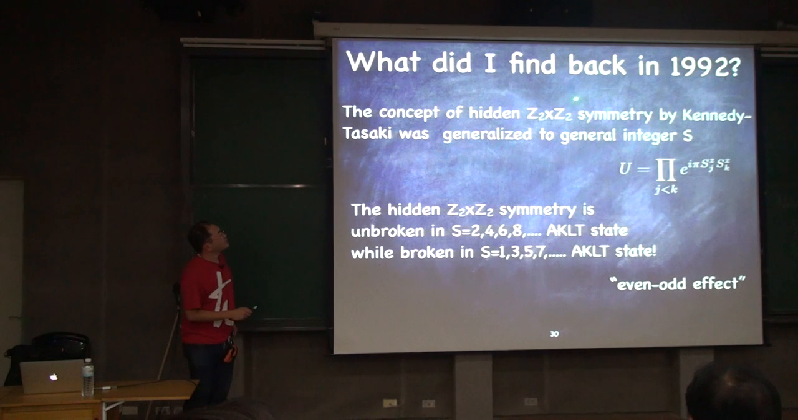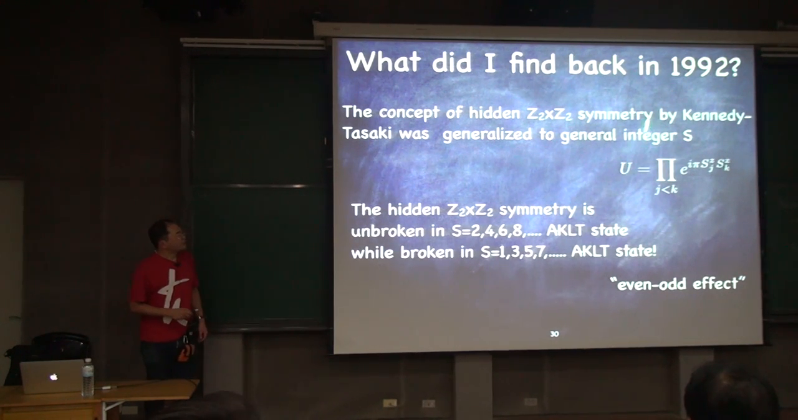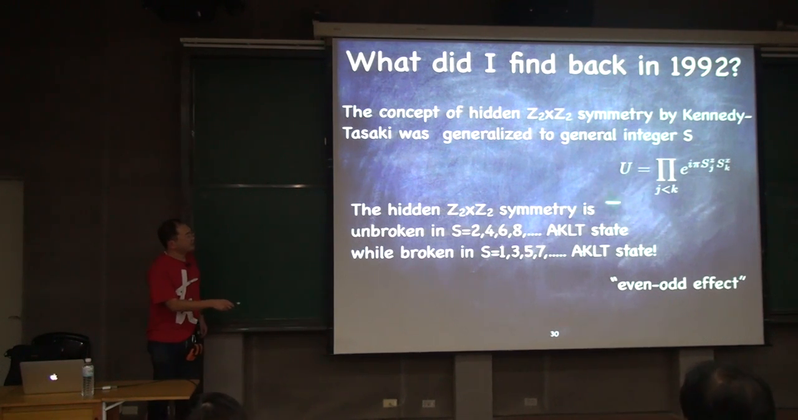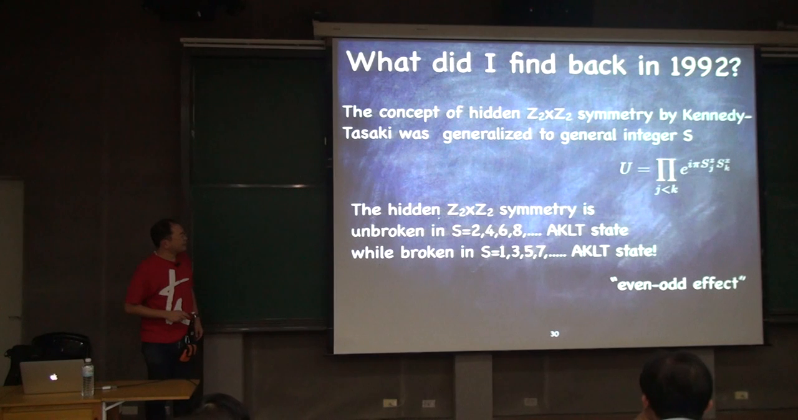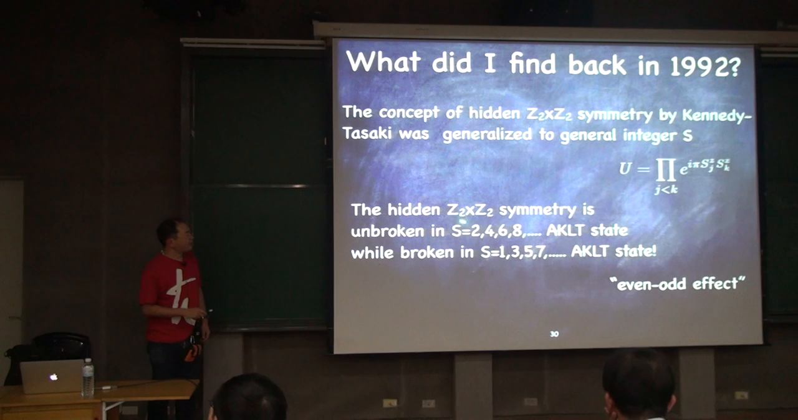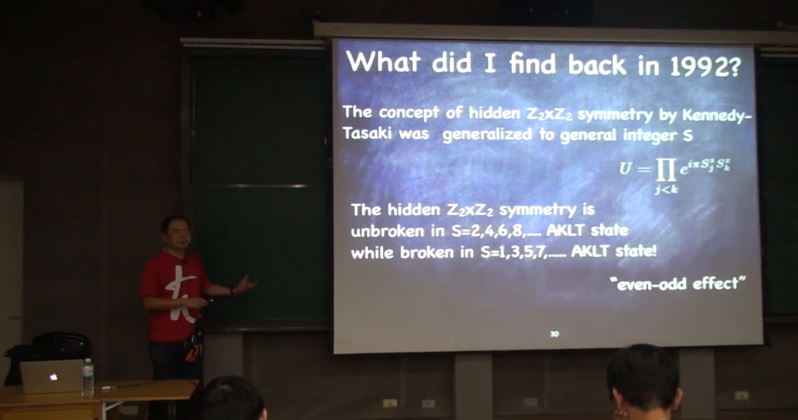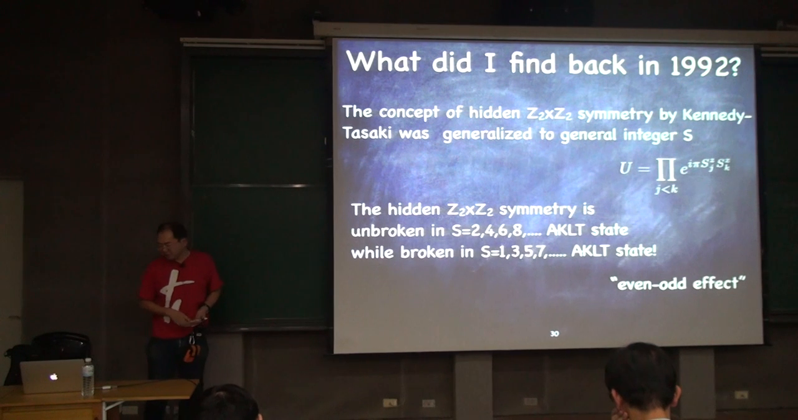Okay. So finally, I want to briefly mention. In my paper, I said that I generalize Kennedy and Tasaki's idea to general integer spin. And that generalization is kind of straightforward using this expression. But what surprised me was that this hidden symmetry is broken in the spin one AKLT state, which was discovered by Kennedy and Tasaki. The situation was the same for odd integer spins, 1, 3, 5, 7. But when I calculated for even integer spins like 2, 4, 6, 8, this hidden symmetry was unbroken. So in this respect, the spin 2 AKLT state looked trivial.